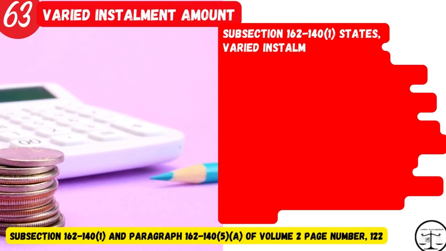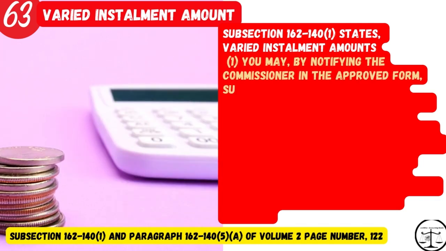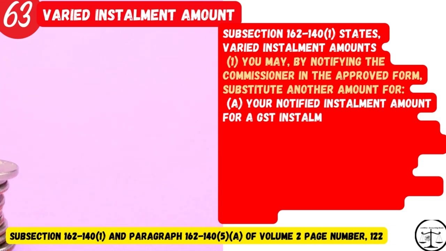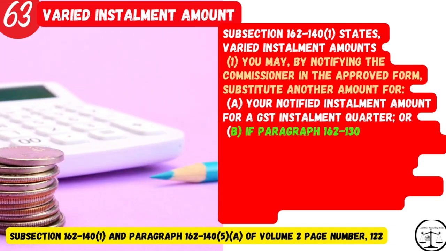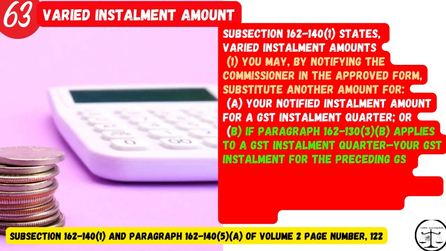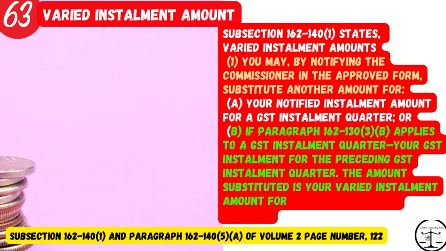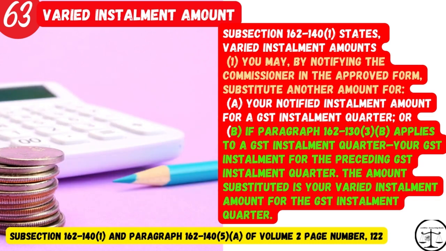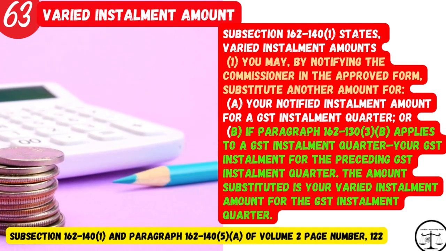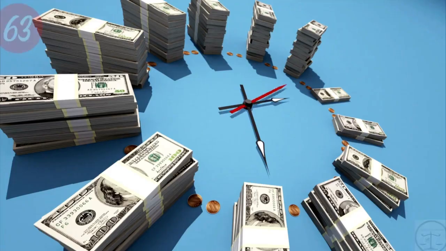Subsection 162-141 states: Varied installment amounts. 1. You may, by notifying the Commissioner in the approved form, substitute another amount for A. Your notified installment amount for a GST installment quarter, or B. If paragraph 162-133(b) applies to a GST installment quarter, your GST installment for the preceding GST installment quarter. The amount substituted is your varied installment amount for the GST installment quarter.